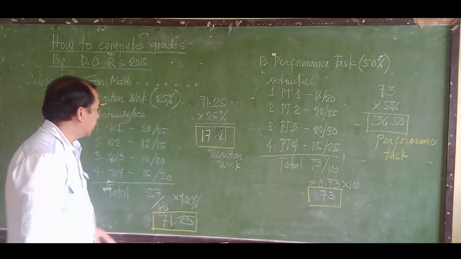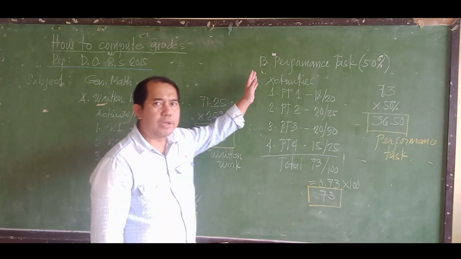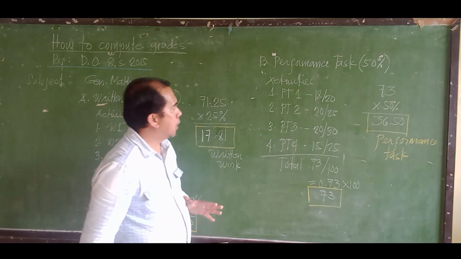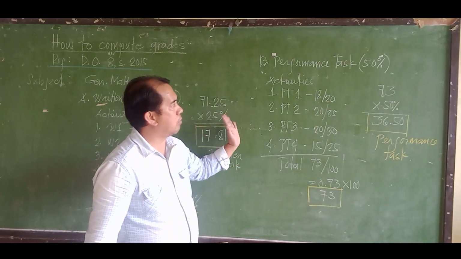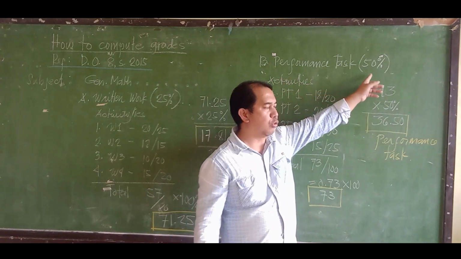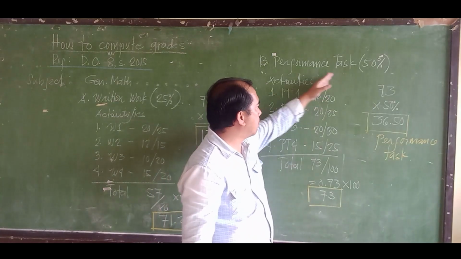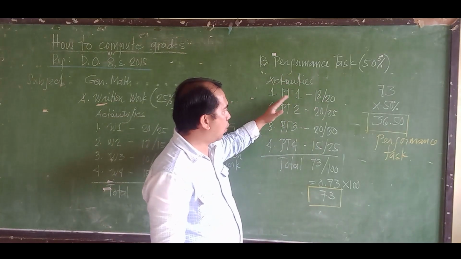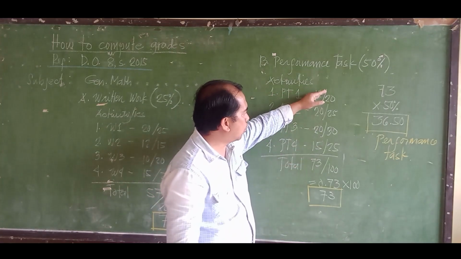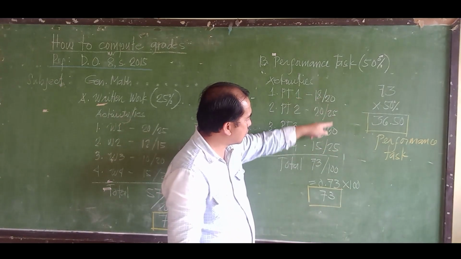Now, another criterion for the grade is the performance task. Definitely, the performance task is heavier than the written work. Same application, same style of computing, only that its weight is 50%. So how are you going to get the 50% of the activity? You again add the actual scores and divide by the highest possible score, which is 100.